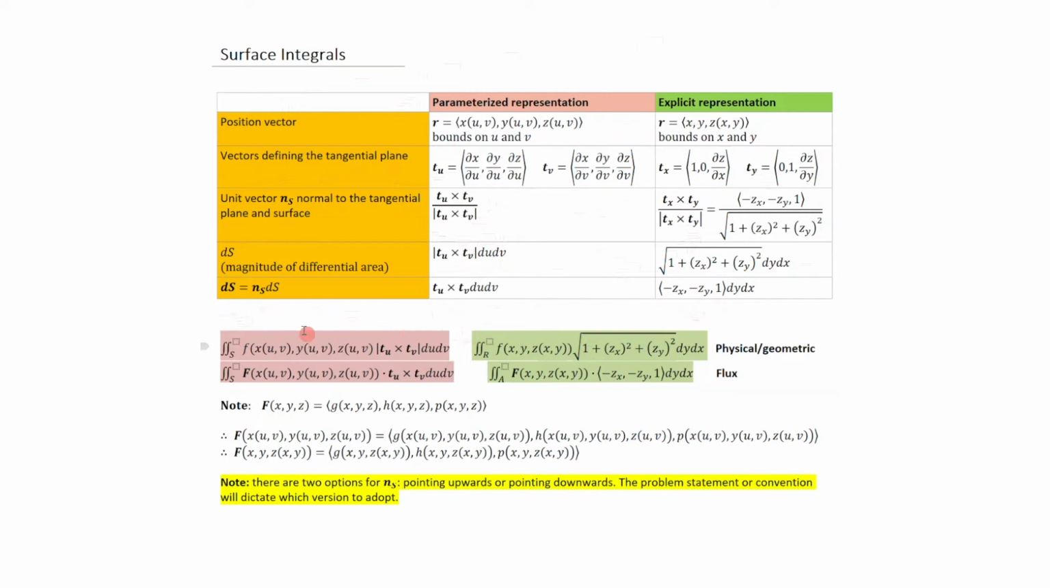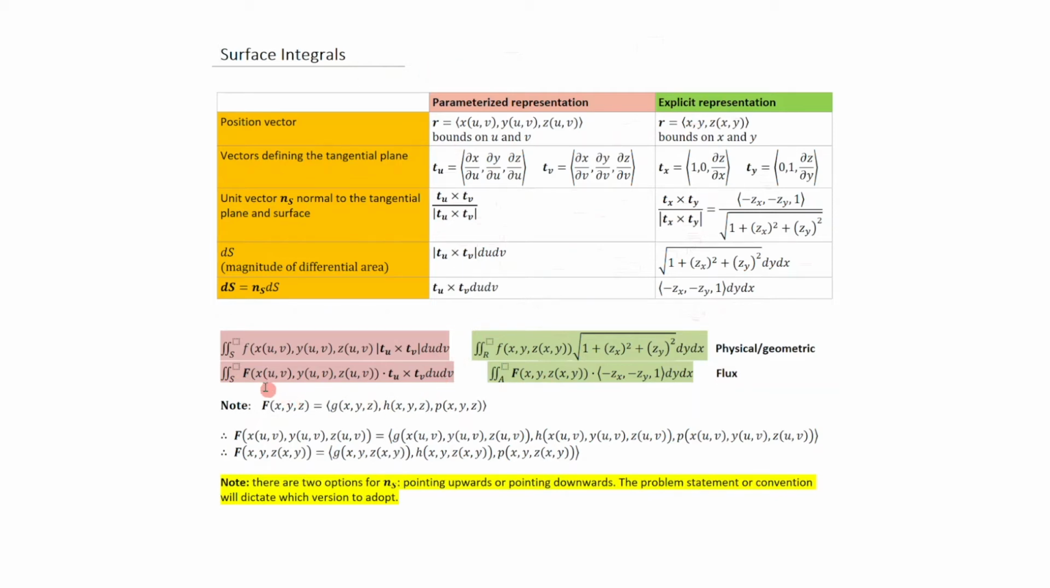And there are two classes. One of them involves taking a scalar function and multiplying it by this differential area. This in the red is the case when we're dealing with a parameterized representation, and the green when we're dealing with explicit representation. The other possibility is to take the dot product between two vectors, which by definition in this case would be the flux that we're calculating. This would be the case if we're dealing with parameterized representation. This is the case for explicit representation.